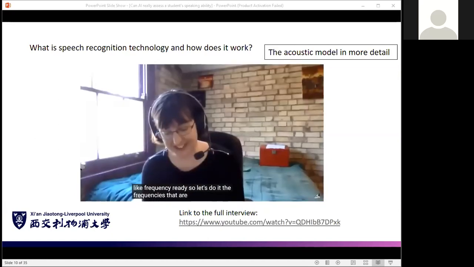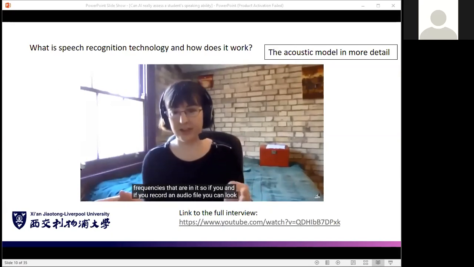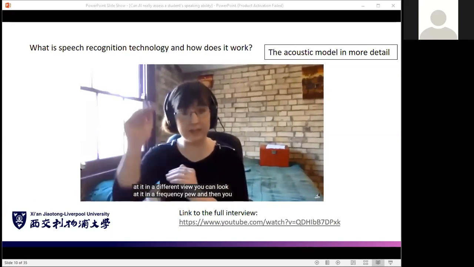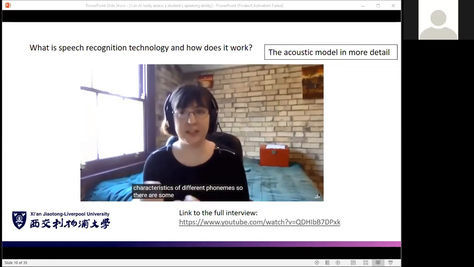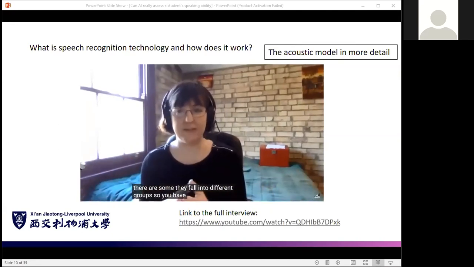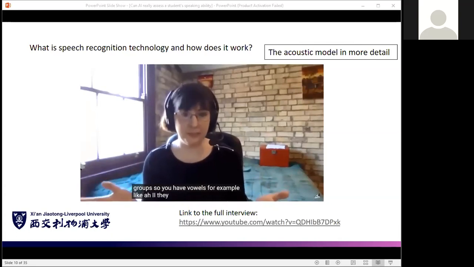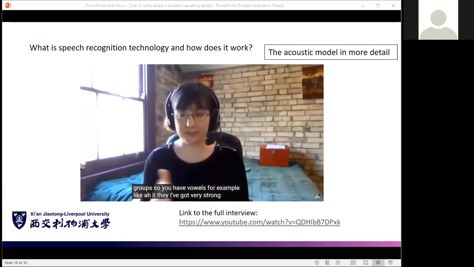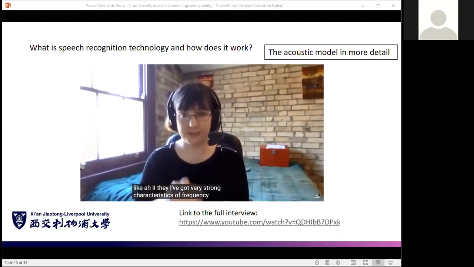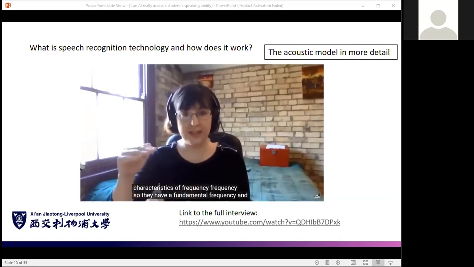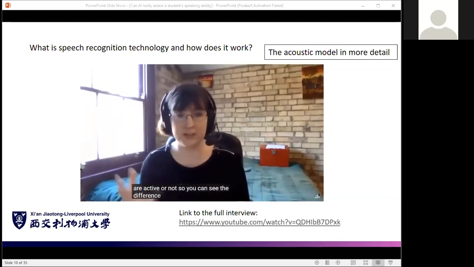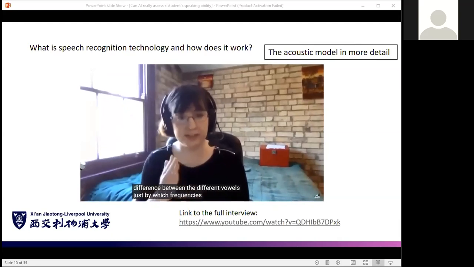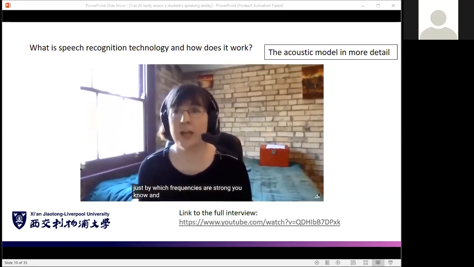It's all to do with the frequencies that are in it. So if you record an audio file, you can look at it in a different view. You can look at it in a frequency view, and then you can see quite clearly the different characteristics of different phonemes. So there are some, they fall into different groups. So you have vowels, for example, like R, E, U. They have got very strong characteristics of frequency. So they have a fundamental frequency, and then different frequencies above that are active or not. So you can see the difference between the different vowels just by which frequencies are strong in it.